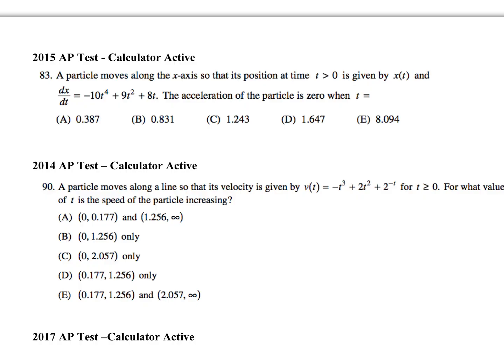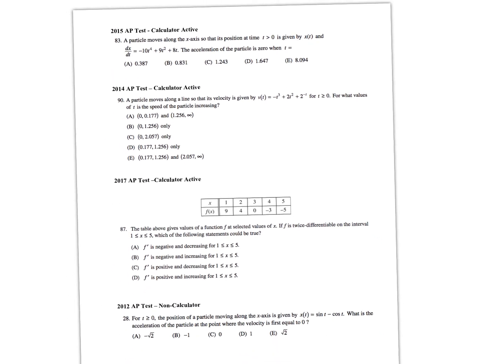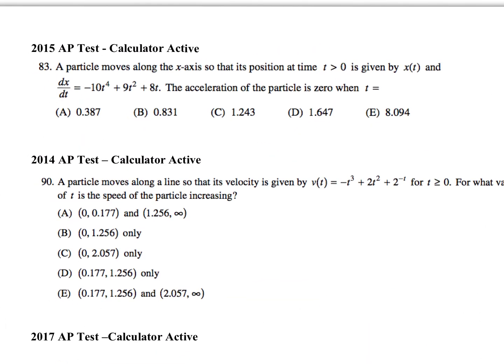Calculator active. Notice that. Look at all these calculator active ones. Whew, so many. It says position is, oh wait, whoa, I misread. It says position is x. And they gave us this. What do you think this is? That's my velocity. If position is x, and then they're telling us dx/dt, this right here is my velocity.